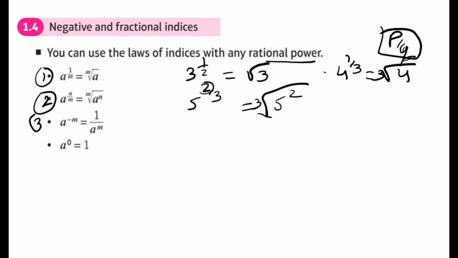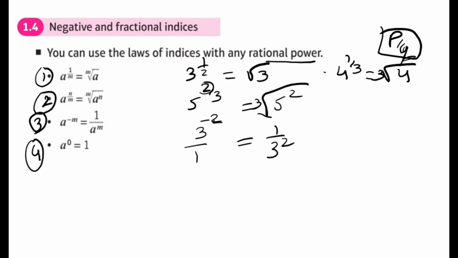Rule number 3 is the negative power rule. If you have a negative power, to make it positive, take the reciprocal. For example, 3 to the power minus 2. And you know, if there is nothing in the denominator, there is always a 1. So when you do the reciprocal, it is equal to 1 over 3 squared. So the negative power has become a positive power.